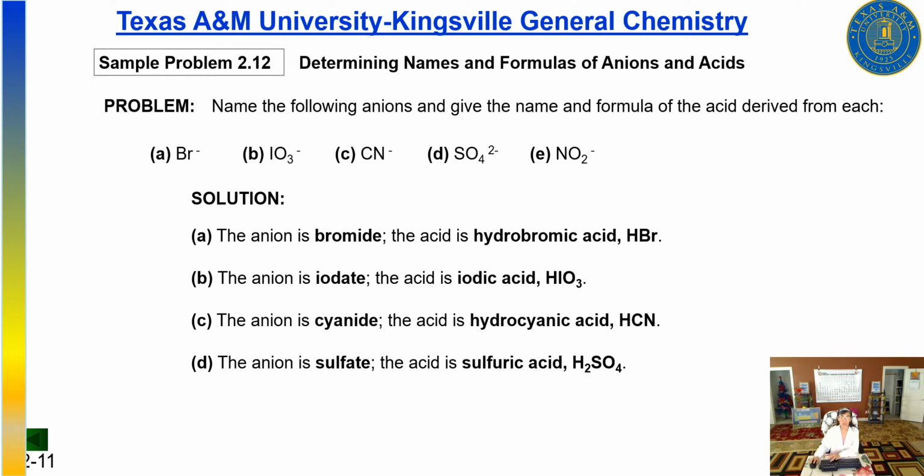The last one, NO2 negative. This anion is called nitrite. You change ITE to, anybody has a question, answer for me? Yes, your ITE to OUS. So you call this acid nitrous acid. Nitrous acid has a formula HNO2. Yes, you are correct.